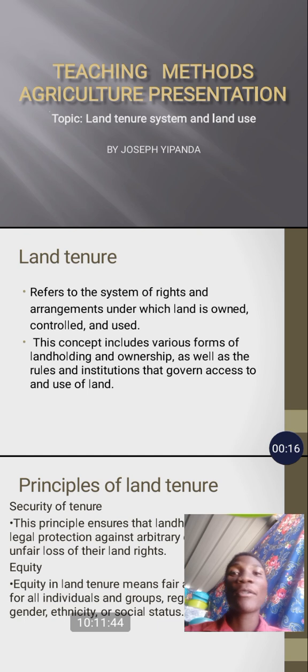So, today we are talking about a topic of land tenure system and land use. Land tenure refers to the system of rights and arrangements under which land is owned, controlled, and used. This concept includes various forms of land holding and ownership, as well as the rules and institutions that govern access to the use of land.